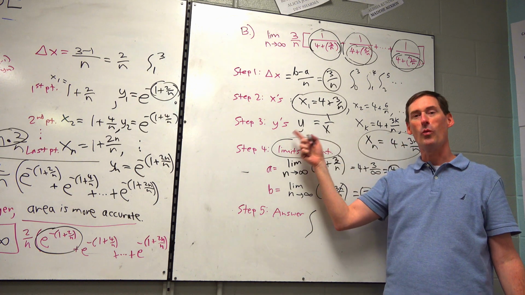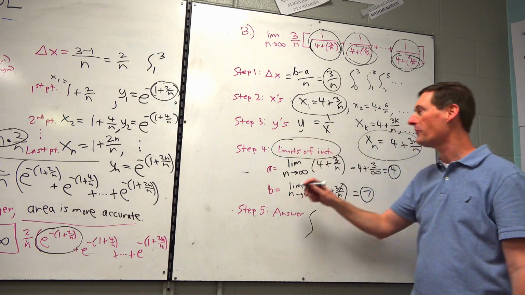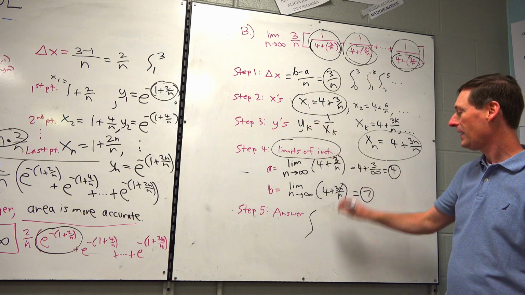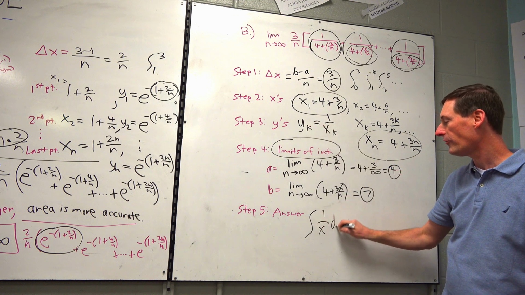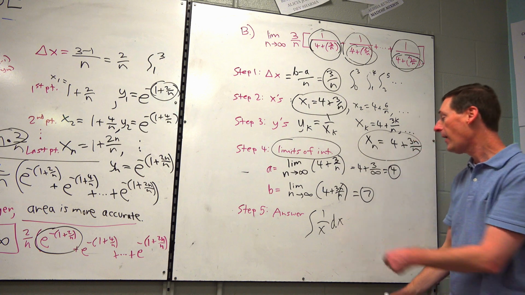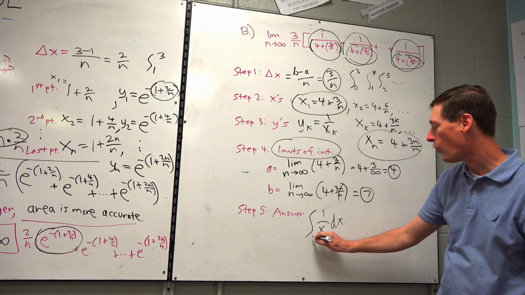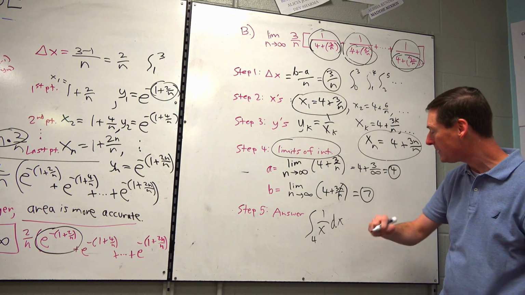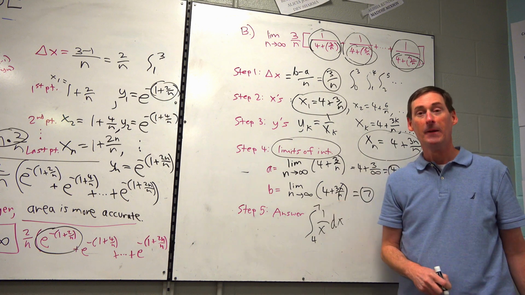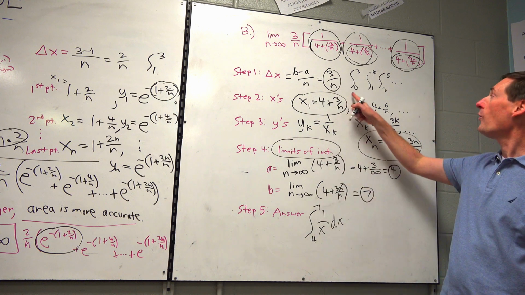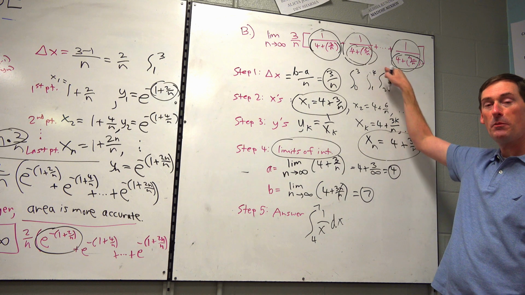Oh, the function was y equals 1 over x. We're integrating 1 over x. Okay. It's the integration of 1 over x. You have to put a dx from 4 to 7 according to the limits. And I do say limits of integration. From 4 to 7. Oh, that fits the gap of 3 like we predicted.